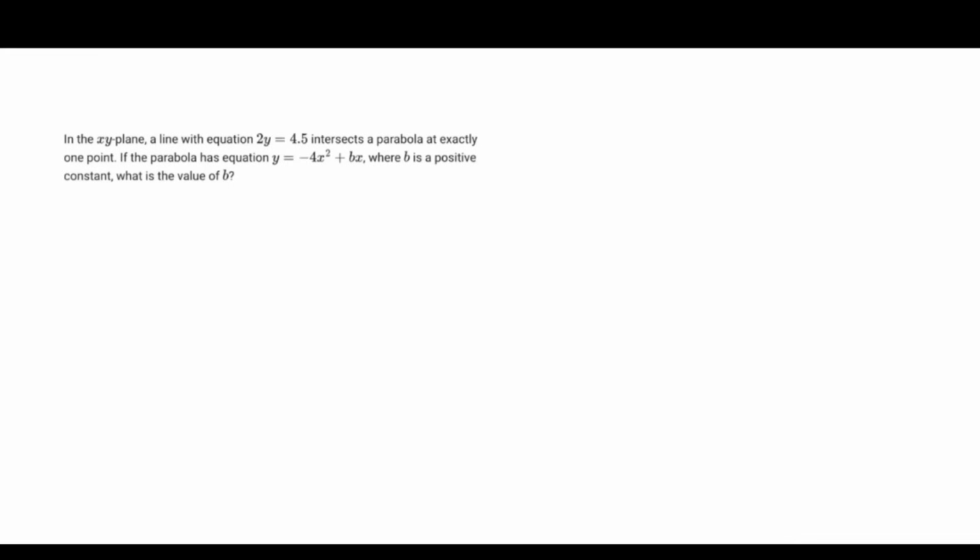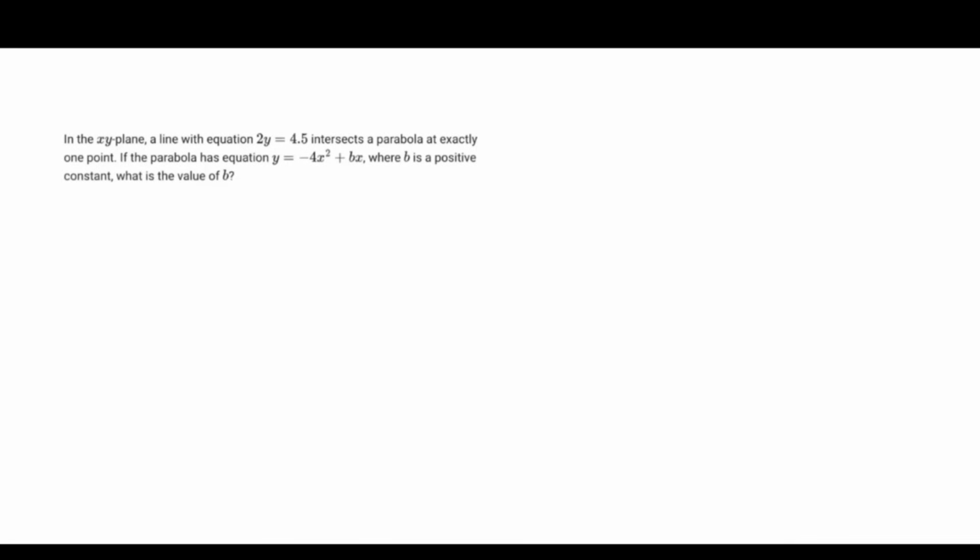So we know that this is going to be a system, right? Because they intersect at a point. And because it's a line that intersects a parabola at exactly one point, we know that it's going to be intersecting at its vertex. So first off, let's just get them both set to each other.